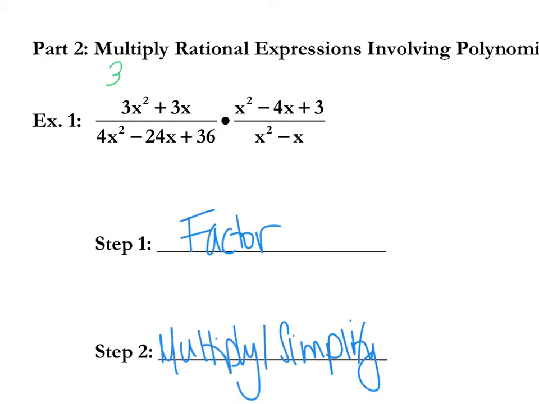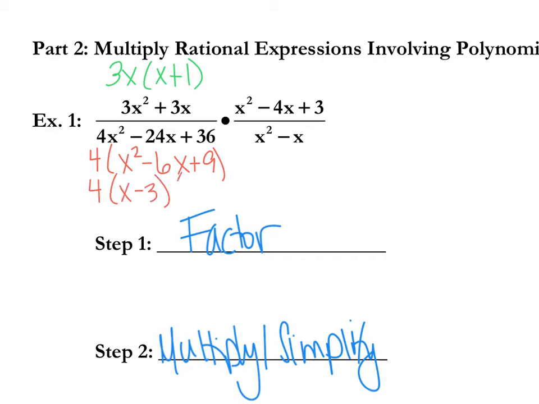So I can take out a 3x here, and I'm left with x plus 1. Then I can take out a 4. And I can factor this further. So what two numbers multiply to 9 and add to -6? It's going to be 3 and 3. Negative 3 and negative 3, sorry.